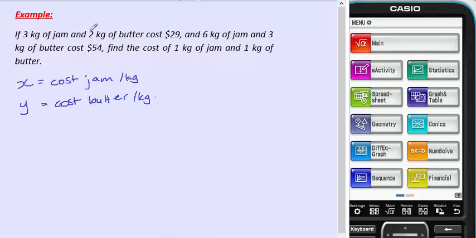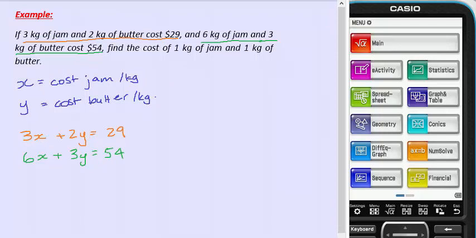So my first one, and let's do this in orange, says there's 3 kilos of jam and 2 kilos of butter, and it costs $29. So therefore I could say 3 kilos of jam plus 2 kilos of butter equals $29. And that's my first equation. The second equation I'll do in green says 6 kilograms of jam and 3 kilograms of butter cost $54. So I'm going to turn that into 6x plus 3y equals $54. And now here I have two equations.